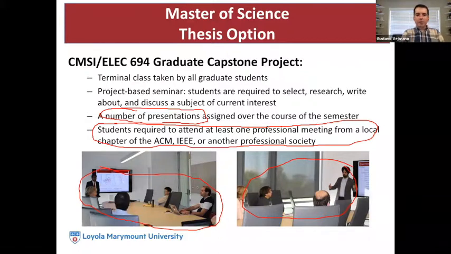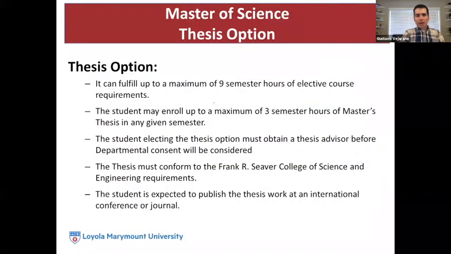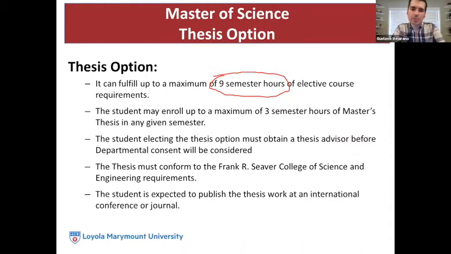Okay, so this course is 1 semester long. It's in the last semester. Students can replace the course with a thesis. So if the student wants to develop a thesis, then they wouldn't have to complete the Capstone project. Now, the thesis option can count for 3 courses, that is 9 semester hours. So the student would complete a thesis probably in 1 year or 1 year and a half.